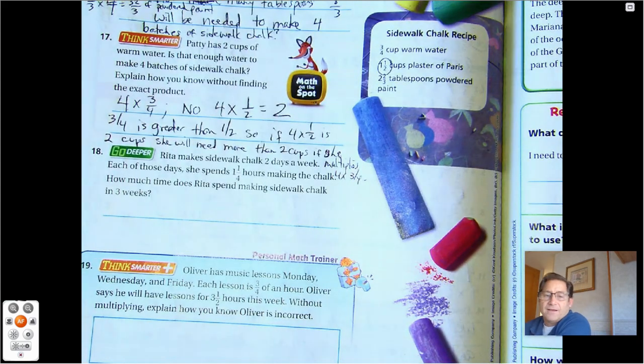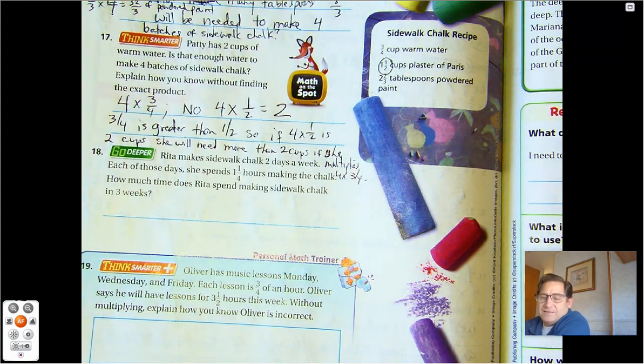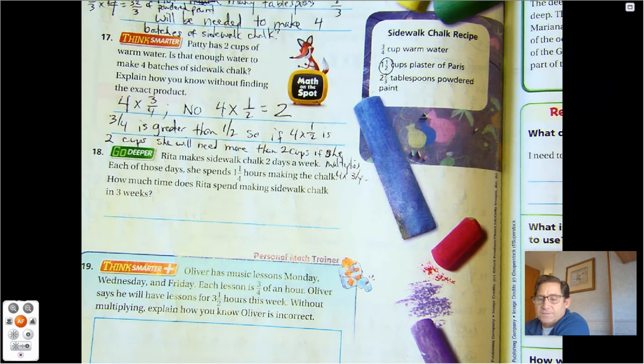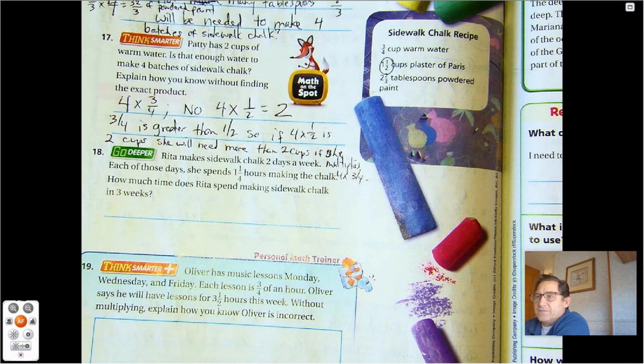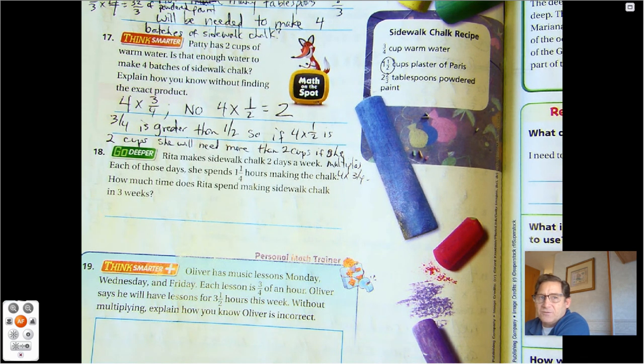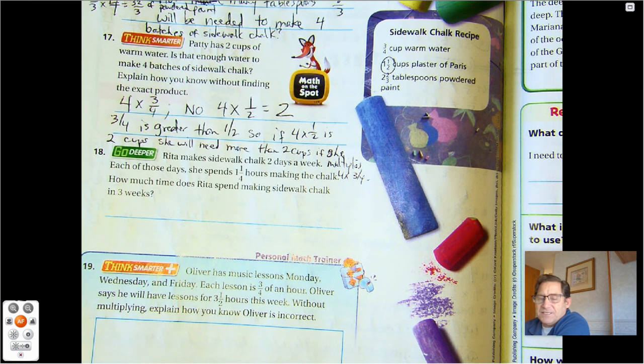Okay? Again, I just used a different fraction, 1/2, because 1/2 is less than 3/4. Because 4 times 1/2, that gives me 2 cups, right? Well, if 4 batches of 1/2 is 2 cups, and she needs 3/4 cup, then her 2 cups can't be enough.